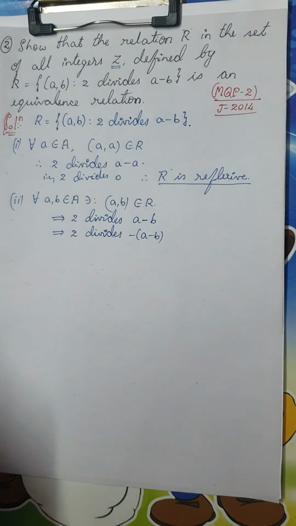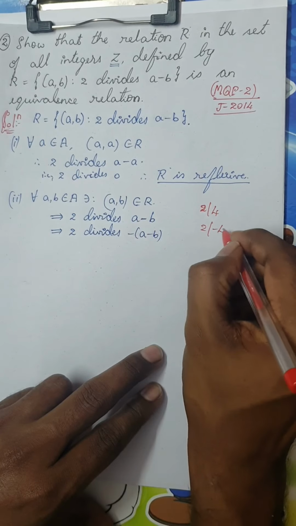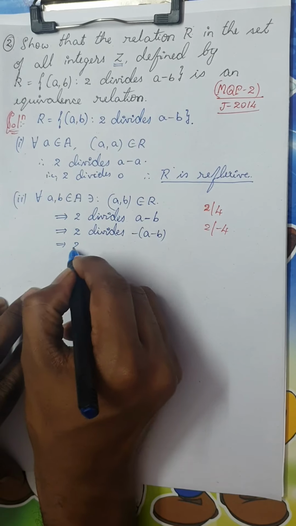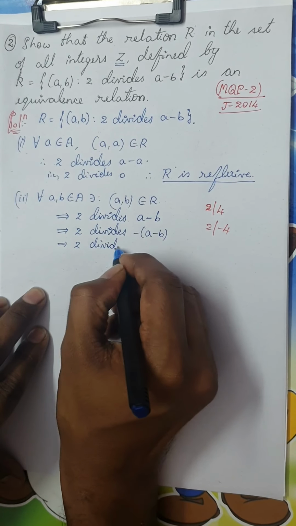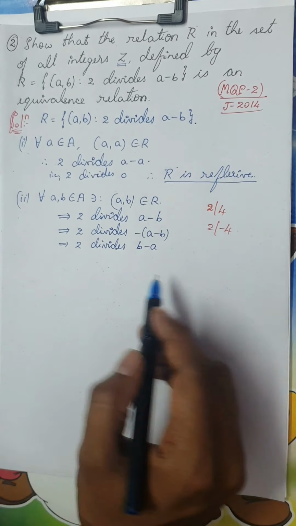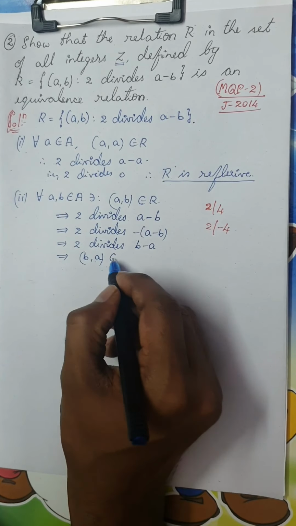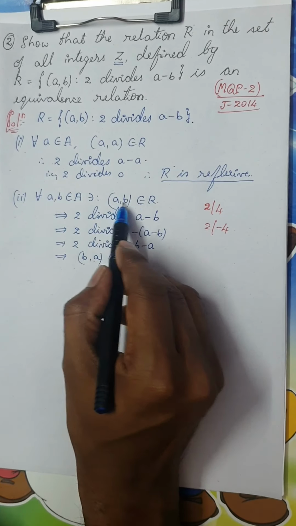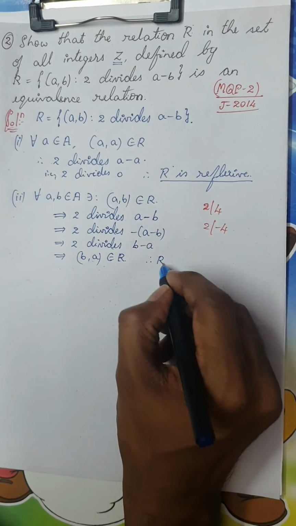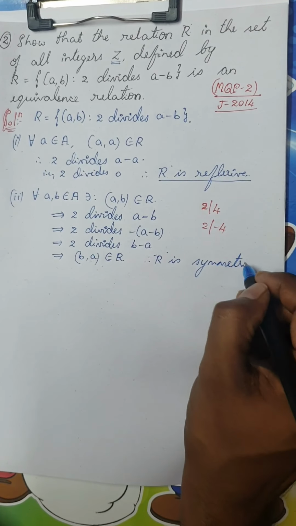For example, if 2 divides 4, then 2 divides minus 4 also, isn't it? Okay. So now this implies I can write 2 divides minus of A minus B, which is actually nothing but B minus A. If 2 divides B minus A, I can write B comma A belongs to R. So I started with A comma B belongs to R. I ended with B comma A belongs to R. Therefore, R is symmetric. Very easy, isn't it?